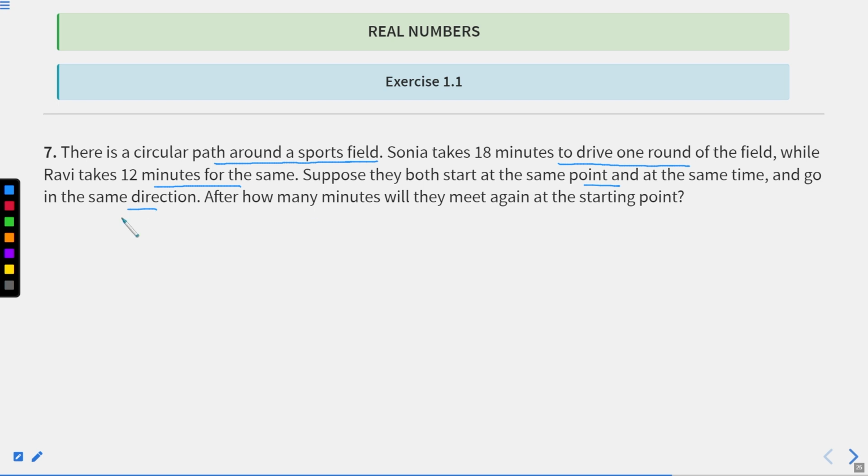So basically we have a circular path around a sports field. Sonia takes 18 minutes to drive one round of the field, while Ravi takes 12 minutes for the same. Suppose they both start at the same point and at the same time and go in the same direction. After how many minutes will they meet again at the starting point?